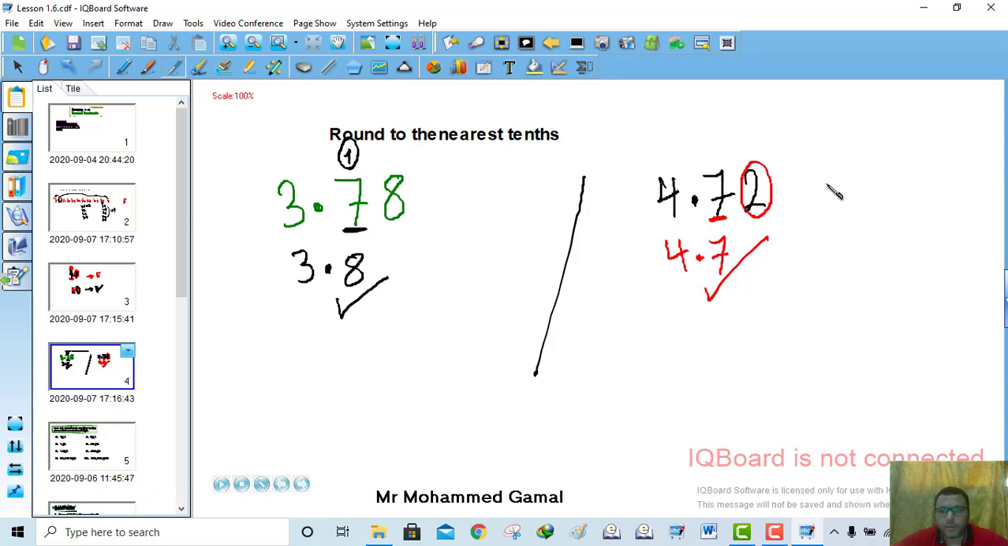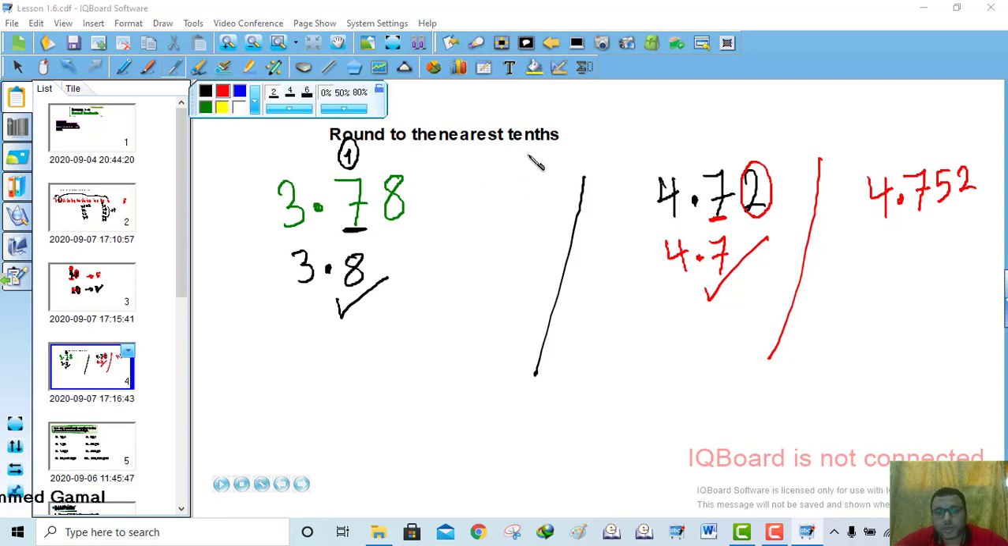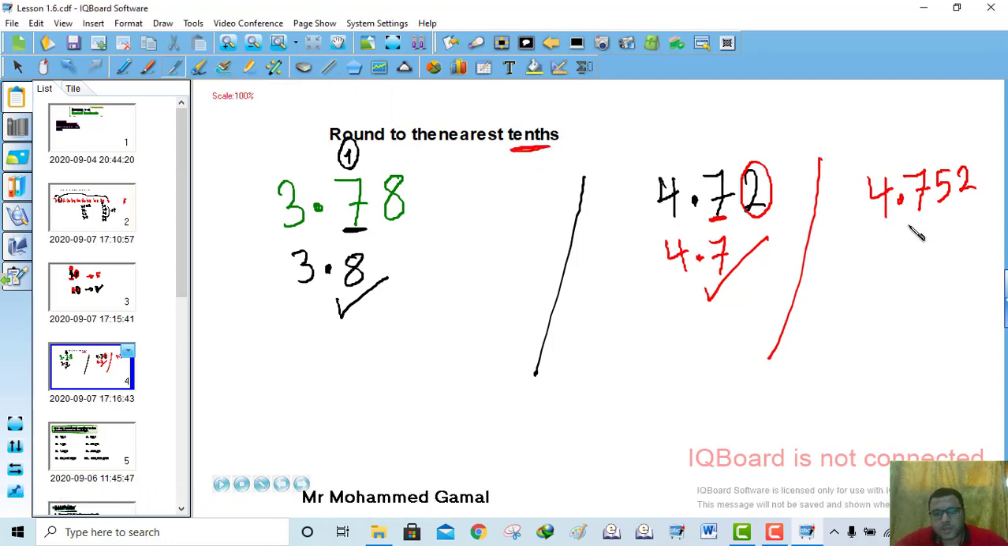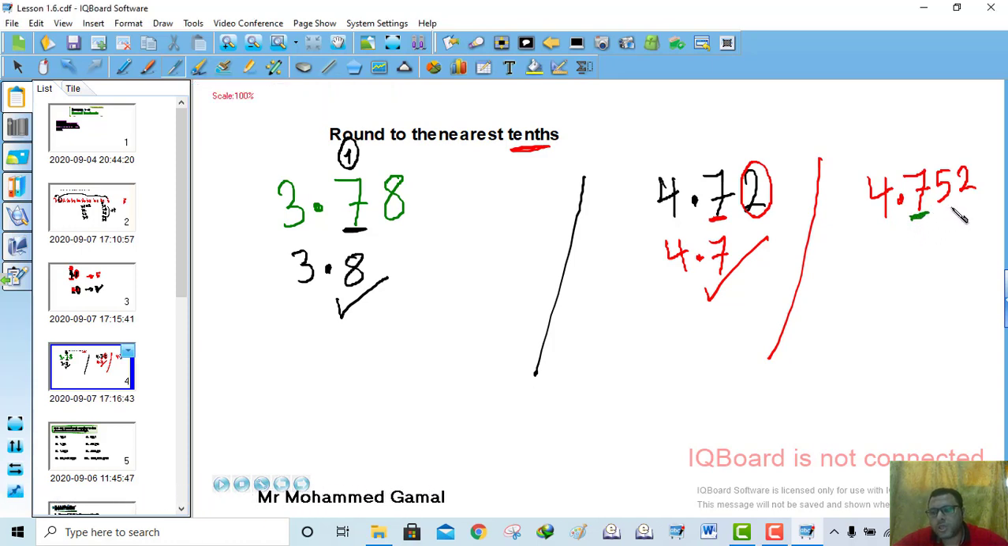Okay, a third question. I have here 4 decimal point 7 5 2, and he's asking to round to the nearest tens. So here is the nearest tens. Let's use another color. Okay, tens place. So one student will tell me, teacher, the 2 is weak. No, I'm asking myself about the number which is beside the tens place. Here is the tens place, which is 7. Which digit is beside 7? 5. So ask yourself about 5, not about 2.